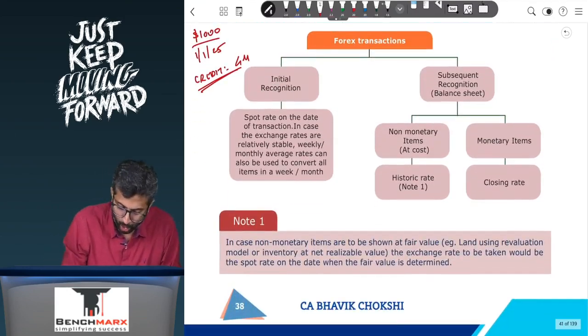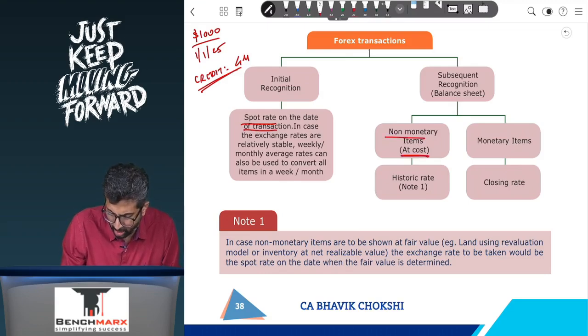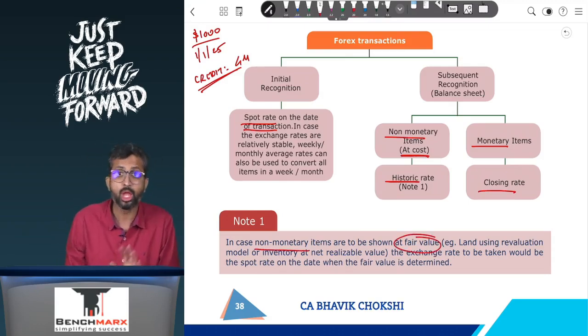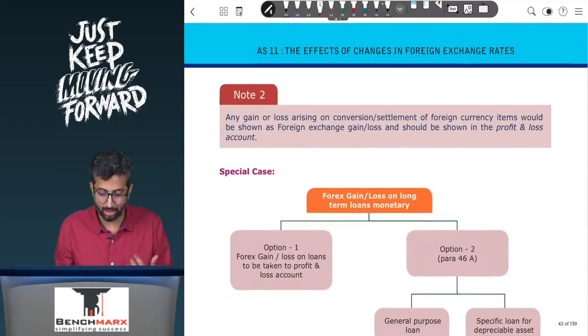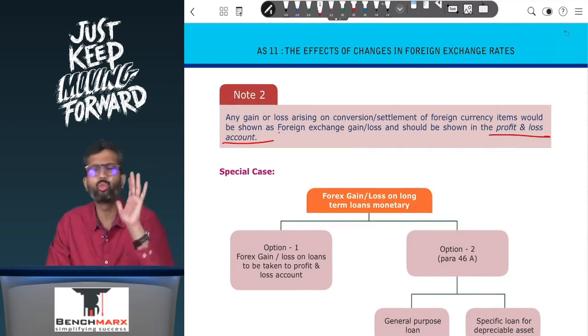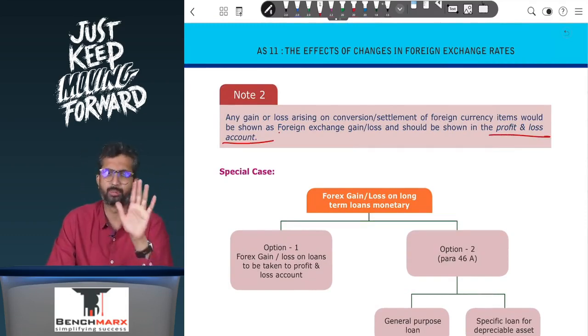So over here, if you go to see, initial recognition will be the spot rate on the date of the transaction. Subsequent recognition for non-monetary items at cost will usually be at historical rate. Monetary items will be at closing rate. If the non-monetary items are to be shown at fair value, then you take the rate on the date when the fair value is determined. Now, these are the general principles. Any gain or loss will be shown as forex gain or loss in the profit and loss account. And there is one special case for which the institute sometimes might ask you a question.